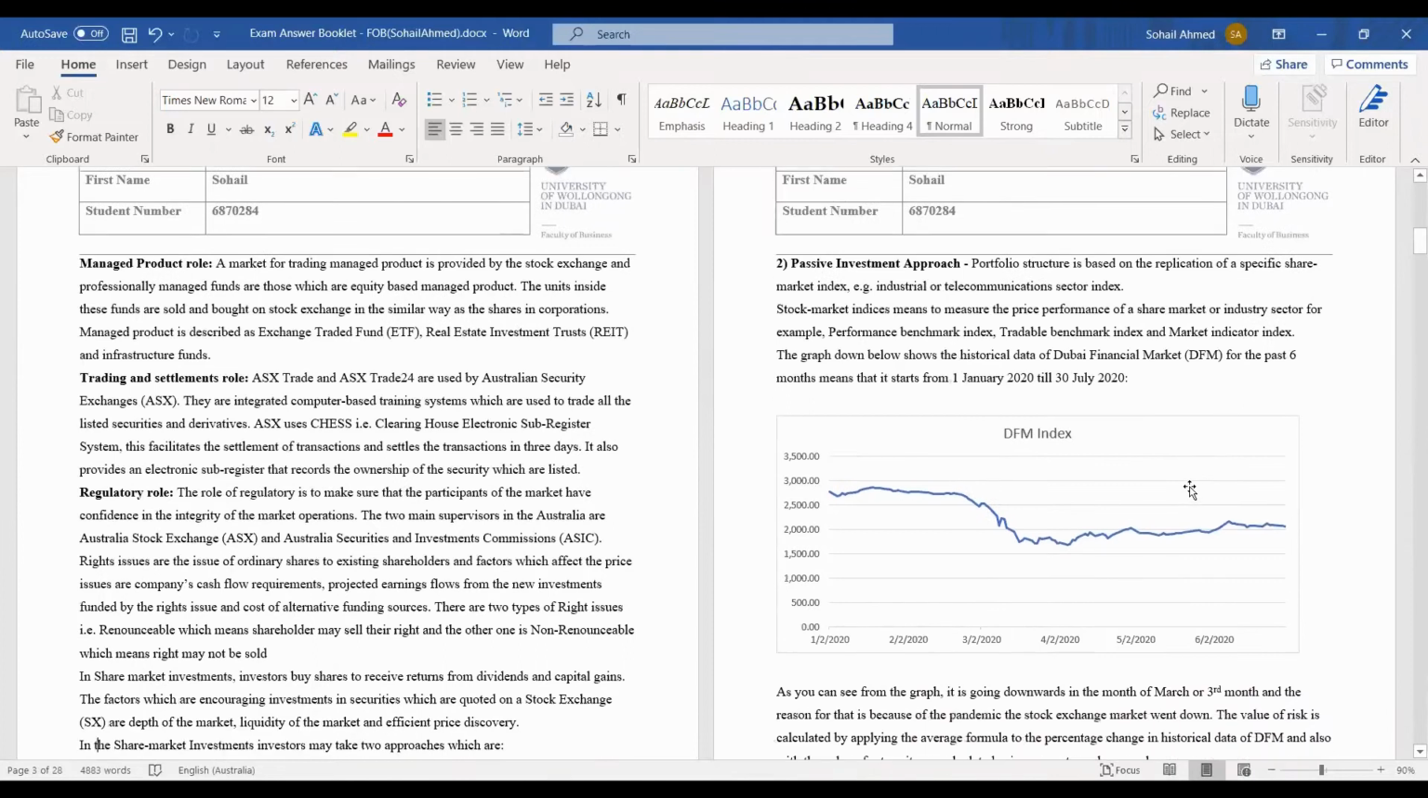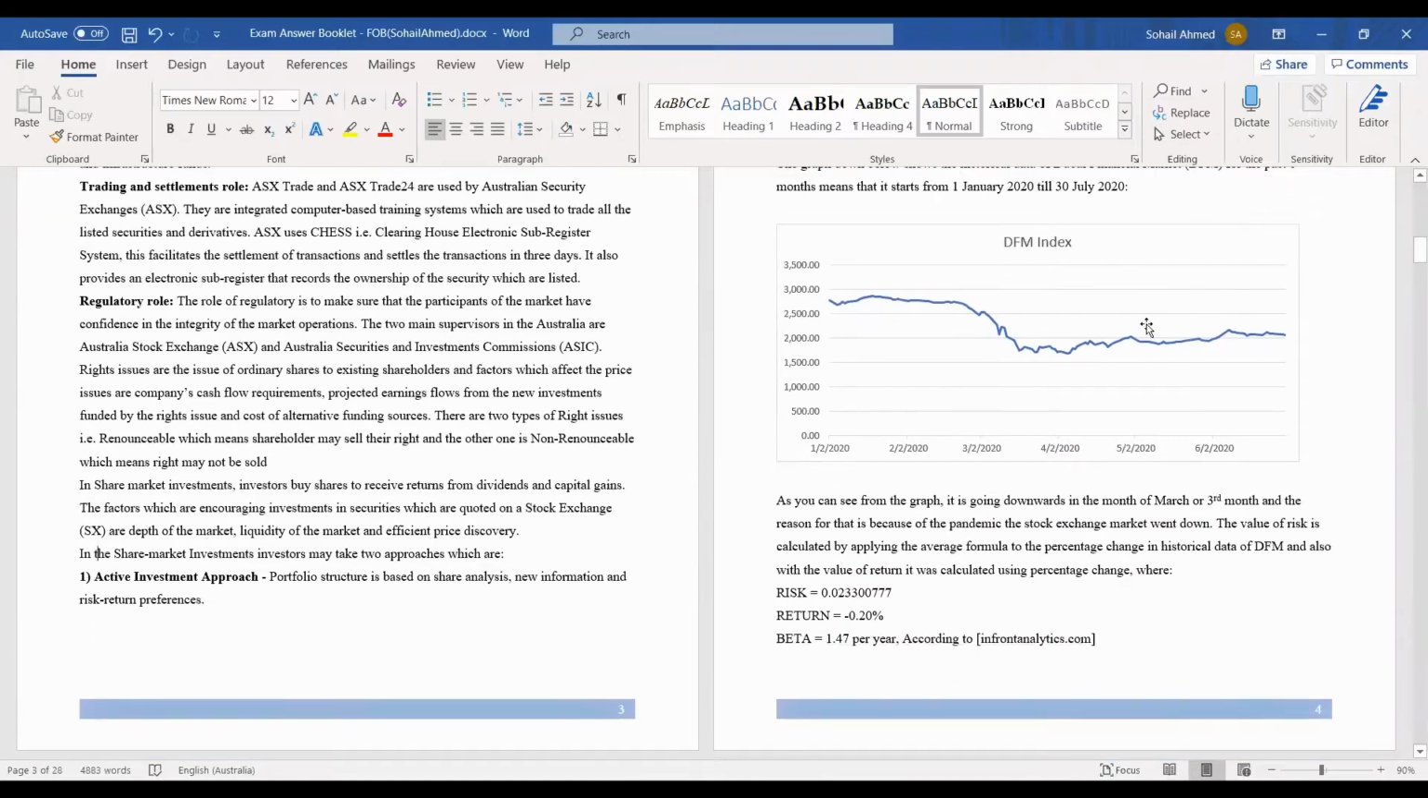So this is the graph for DFM. As you can see from the graph, it's going downwards in the third month of 2020, which shows that it's because of the coronavirus. The stock exchange market went down because of the pandemic. And I calculated the risk, return, and beta for this graph as well. So these are the values given.